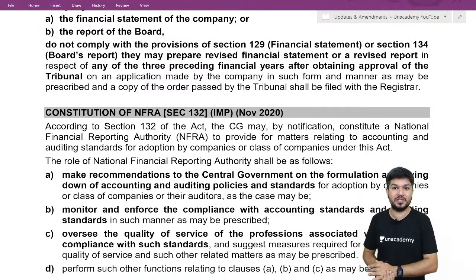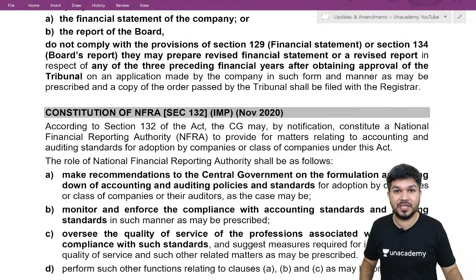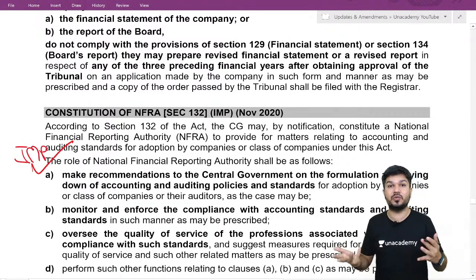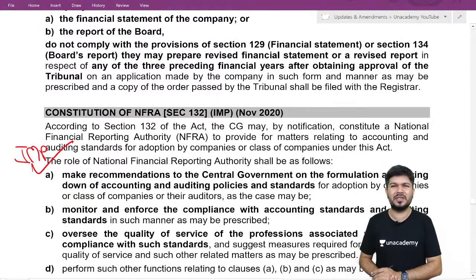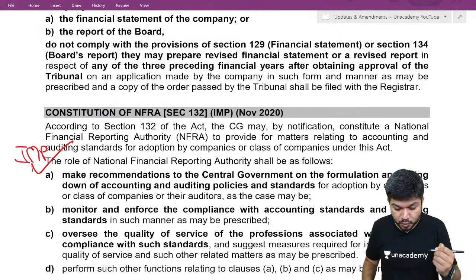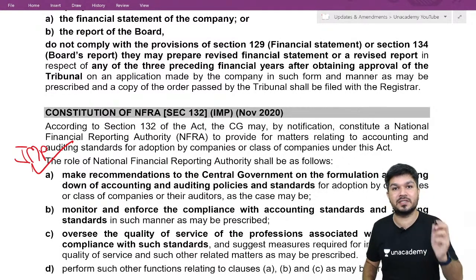Next, section 132, NAFRA. Constitution of NAFRA, that's the National Financial Reporting Authority. What will be the role of NAFRA? Why is NAFRA constituted? The CG has constituted NAFRA. Now, NAFRA will give recommendations to CG on formulation and adoption of accounting standards and auditing standards.